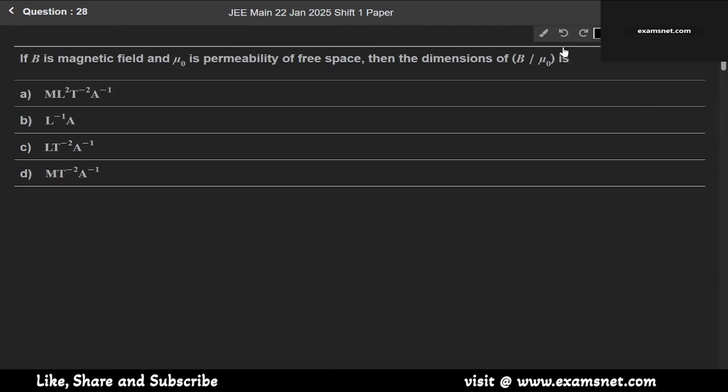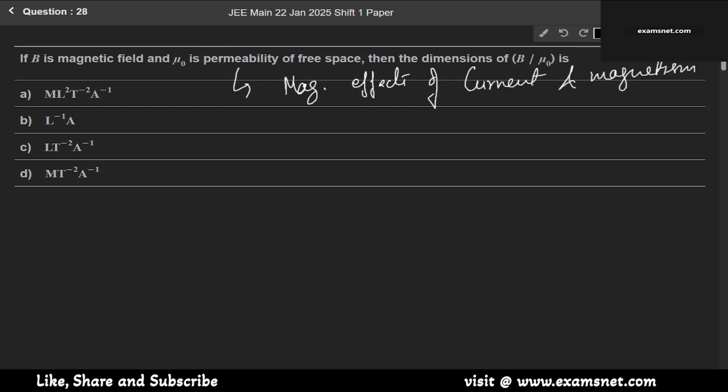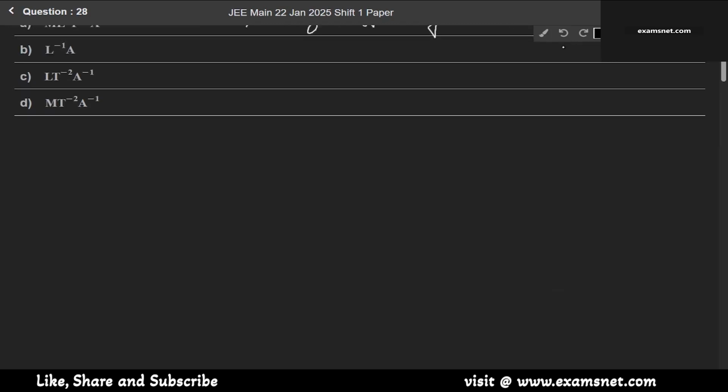Now next question 28. If B is the magnetic field and mu naught is permeability of free space, then the dimension of B over mu naught is. So this is a very basic question and it is from the chapter of magnetic effects of current and magnetism. Okay, current and magnetism. Now we are asked to find the dimension of B over mu naught.